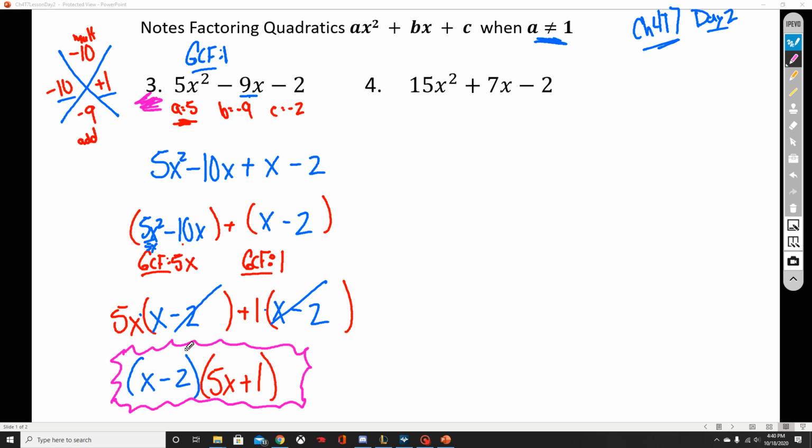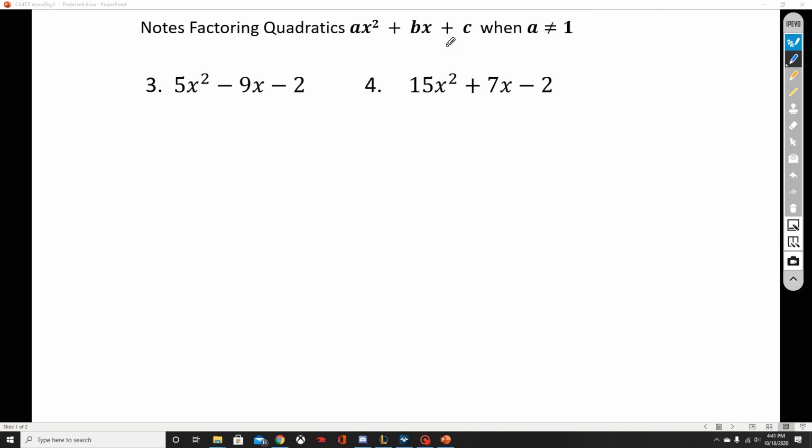Of course, you can check this by using the distributive property, and it's just going to take you back to here. You can check this using the distributive property, and I would highly recommend on a test that you do check this. Alright, I'll leave that for you to do.